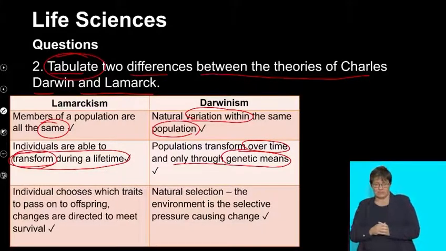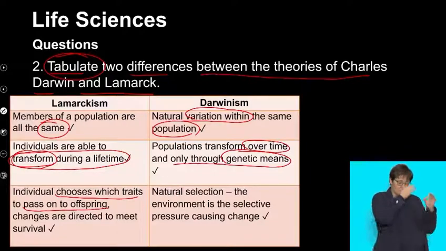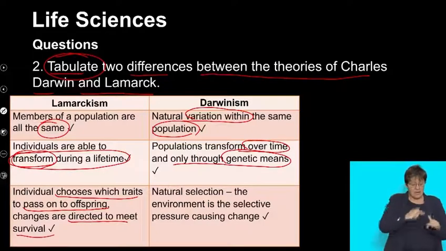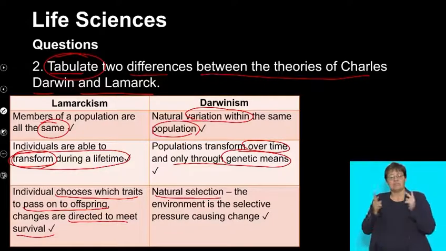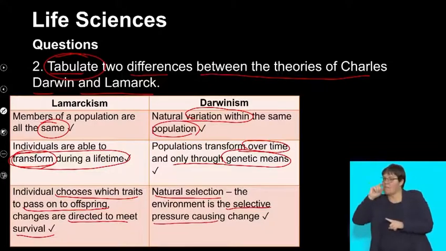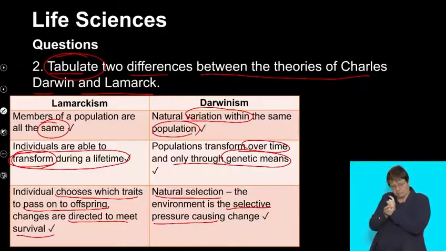We also note that individuals choose which traits to pass on to the offspring, and changes are directed to meet survival. That's what Lamarck said: it was an intentional process, that individuals changed to suit the environment. However, Darwin mentioned that natural selection favored individuals and that there was a selection pressure causing change and individuals to become different. Right.